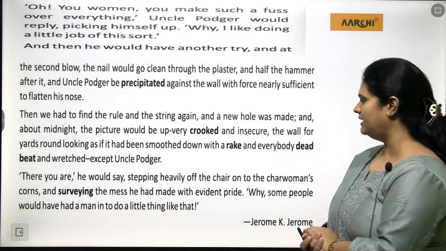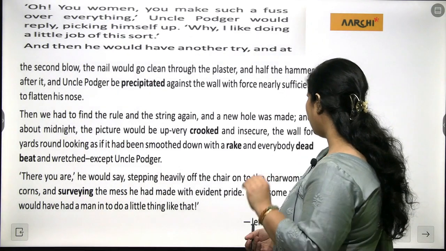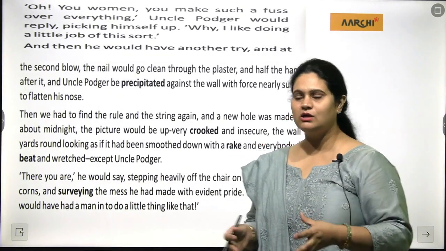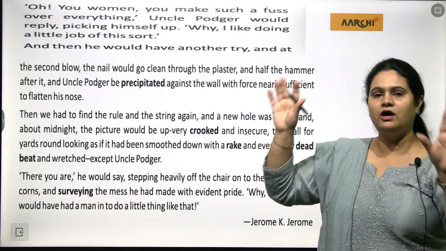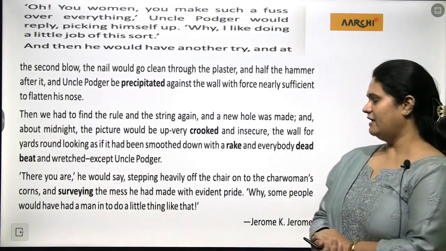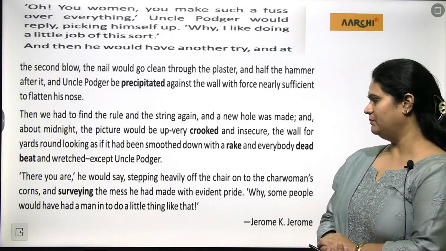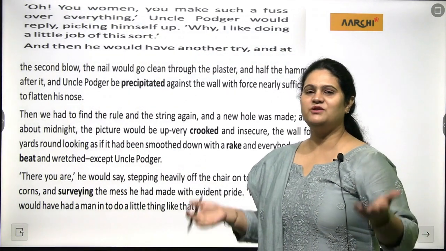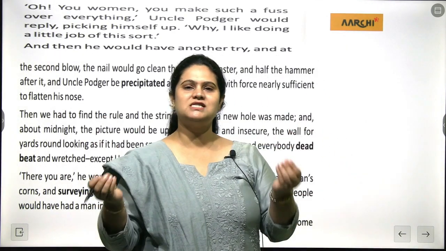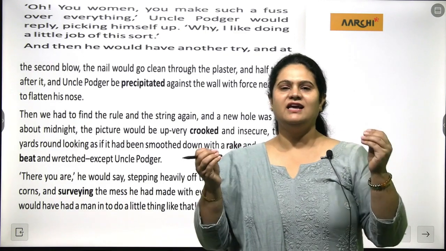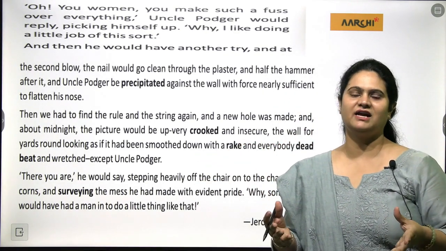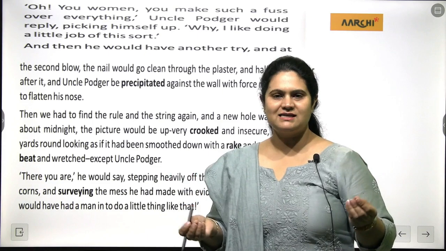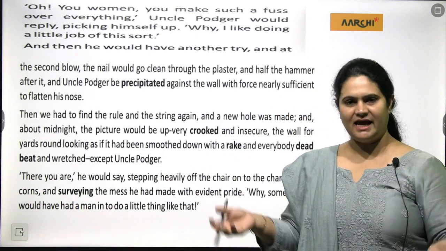There you are, he would say happily, stepping heavily off the chair and onto the charwoman's corn. He stepped on the charwoman's foot that had corns on it, and surveying the mess. Now he would check all the mess that he had made with evident pride, right? Why, some people would have had a man in to do a little thing like that. Now he would say, I imagine why people call someone to do such a small task as this. He did not even realize how much mess he had created to do such a small task. He could have asked for help, children. So, if you are not good at something, you could always take somebody else's help, right?